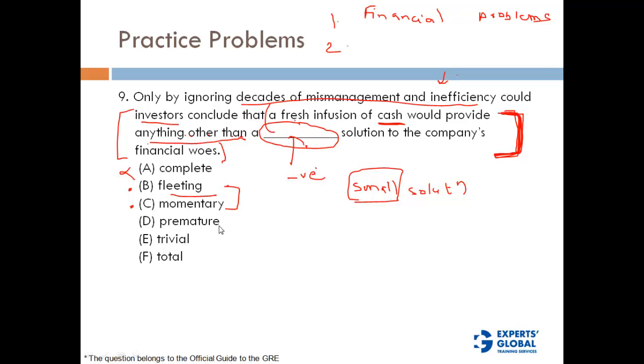Premature solution does not go in this context. In fact, it's odd to say that a solution is premature, because we don't really know anything about the solution, right? So this is not a good fit. Trivial, again, doesn't have any synonym. Total doesn't go. So the only two that we have are B and C.